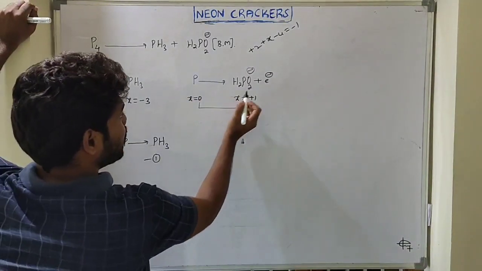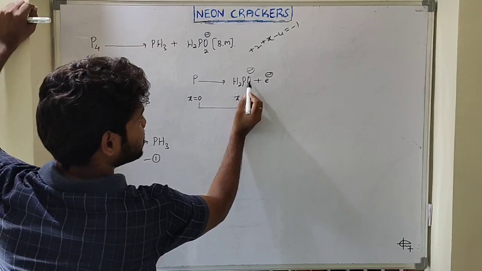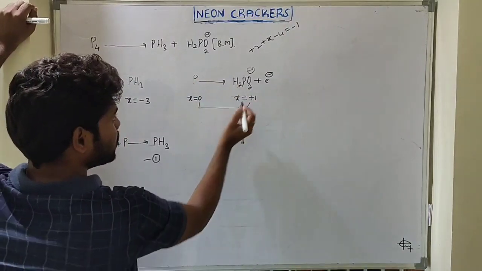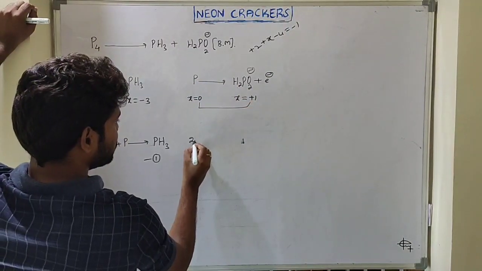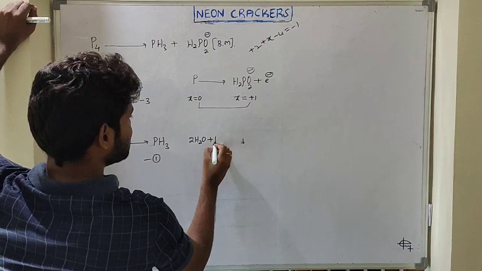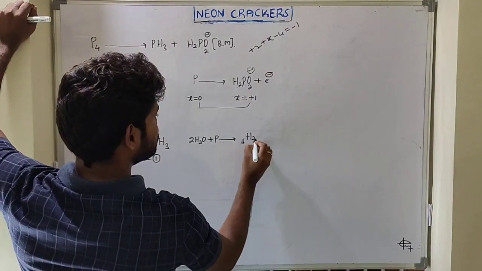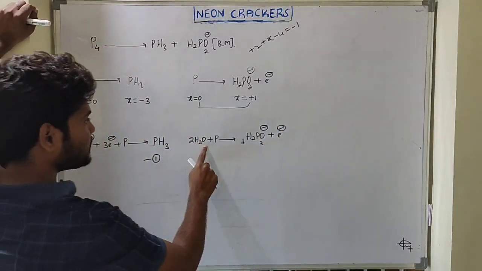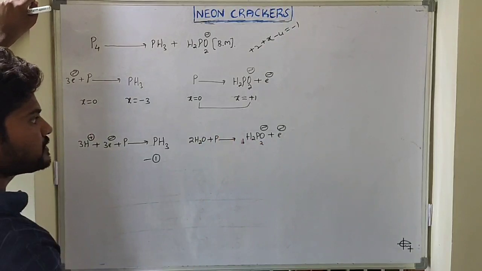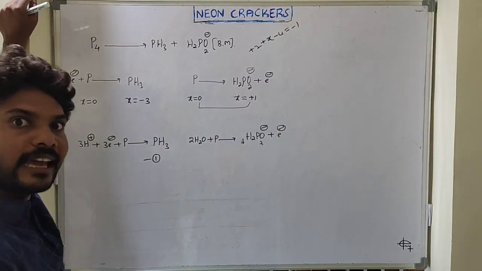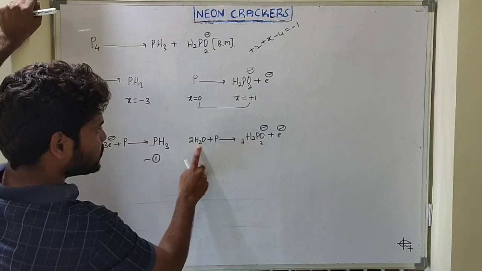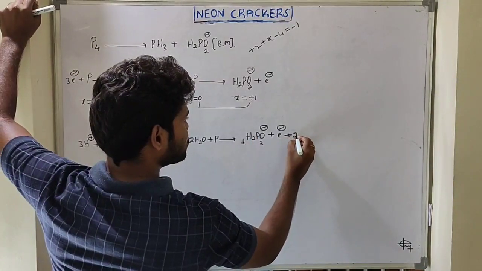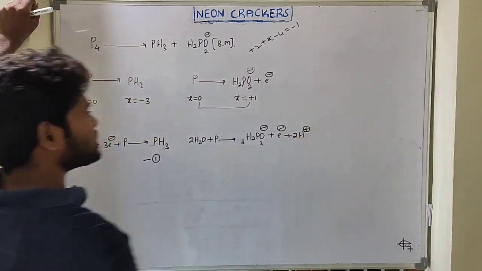And here, how many hydrogen atoms are there? 2. How many oxygen atoms are there? 2. So first we have to balance the oxygen atoms by adding water molecules: 2H2O plus phosphorus giving H2PO2 minus plus 1 electron. After balancing oxygen atoms, we have to balance hydrogen atoms by adding H plus ions. Left side, how many hydrogens? 4. Right side, how many hydrogens? Only 2. So the remaining 2 hydrogens are to be balanced by 2 H plus ions.